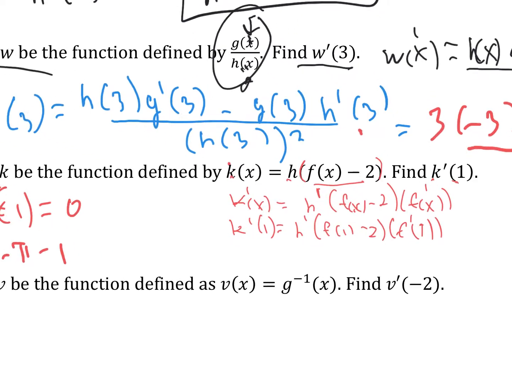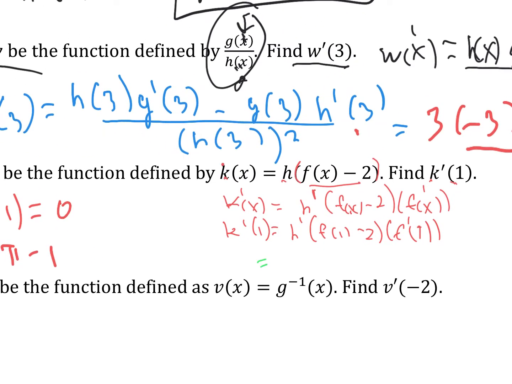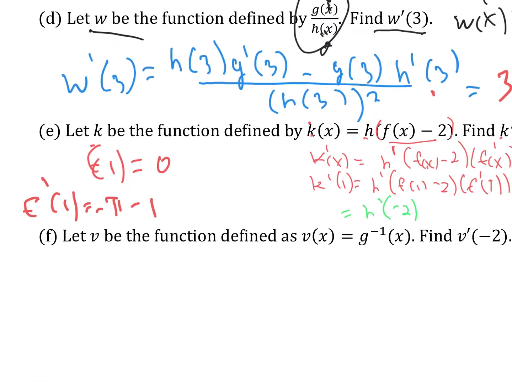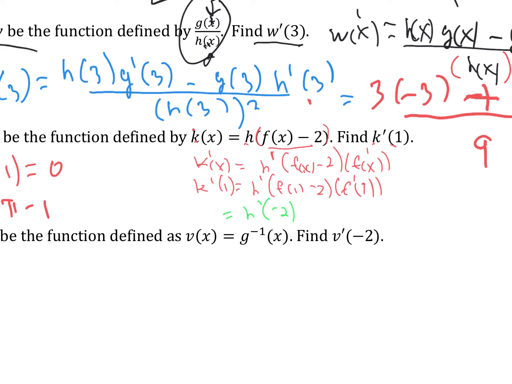So let's plug in what I have. It will be h prime. F of 1 was 0. 0 minus 2 is a negative 2. And f prime of 1, I said, was negative pi minus 1. I'm not done. I need to evaluate h prime of negative 2, because f of 1 was 0, and 0 minus 2 is negative 2.